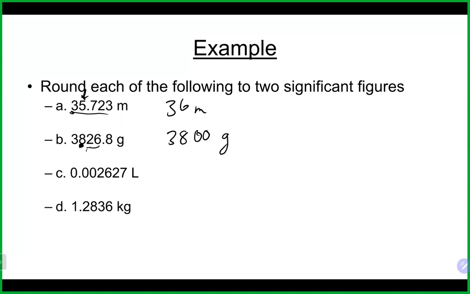Should I put a decimal at the end? I should not, because then it would have 4 significant figures, right? So we don't want to do that, but we still need the 2 zeros to maintain the value. Second significant figure right there, so 0.0026. That being a 2 means we could just drop the rest of the numbers there. And lastly here, that's our second significant figure, so 1.3 kilograms in that case there. Any questions on any of those?